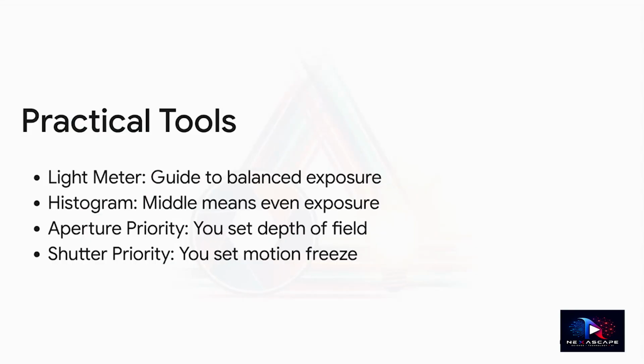To actually pull this all off out in the real world, you don't have to just guess. You can rely on your camera's light meter and histogram as your visual guides to finding that sweet spot for even exposure. And honestly, if jumping into full manual still feels like a massive leap, semi-automatic modes are going to be your best friend. You can use aperture priority to just focus on dictating the depth of field, or shutter priority if you just want to freeze or blur motion, and simply let the camera calculate and do the heavy lifting for the rest.